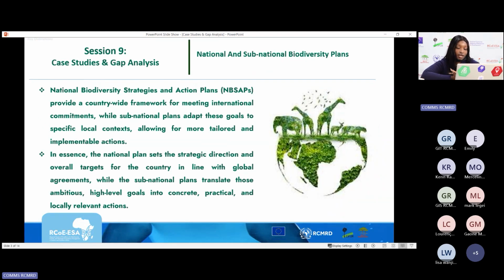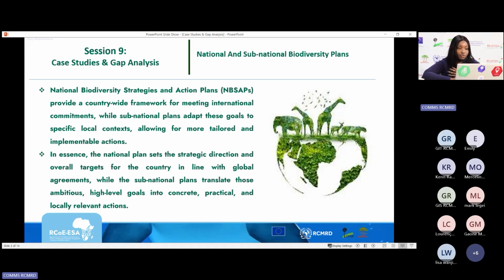So first of all, a distinction between a national and subnational biodiversity plan from the definitions. A national biodiversity plan, that is the NBSAP, we can say the difference is mainly in the scope. So a national one will provide a countrywide framework for meeting the international commitments, that is covering the entire country or the nation. However, a subnational one is meant to pick something from the national one and focus on one key context.